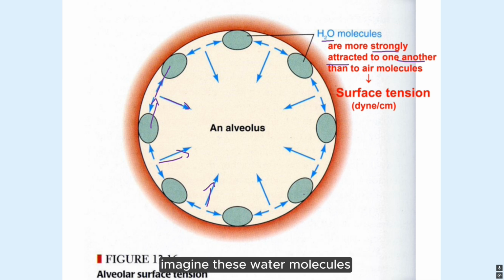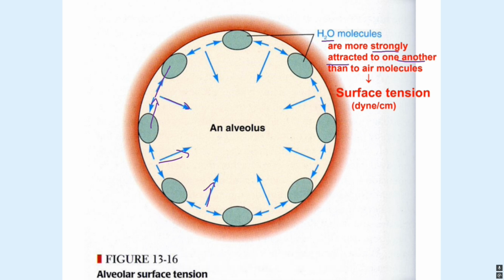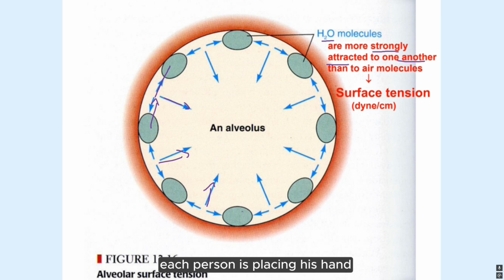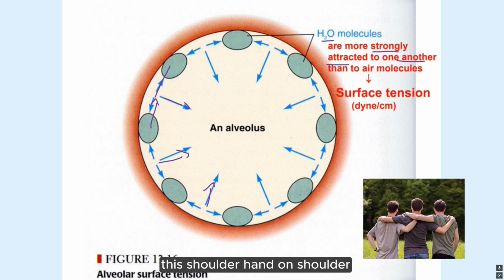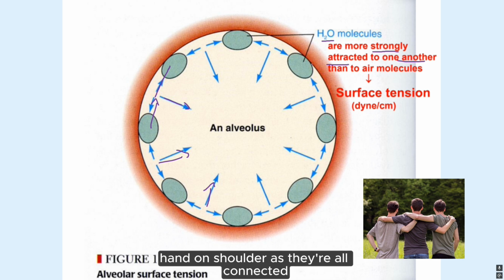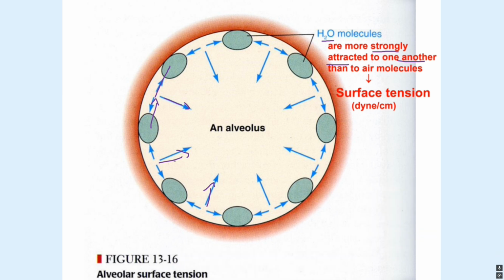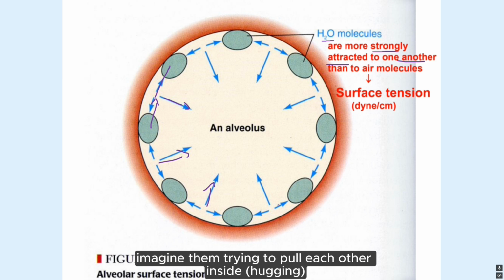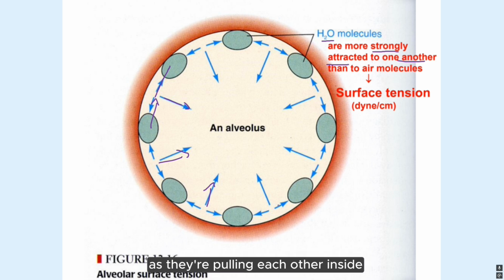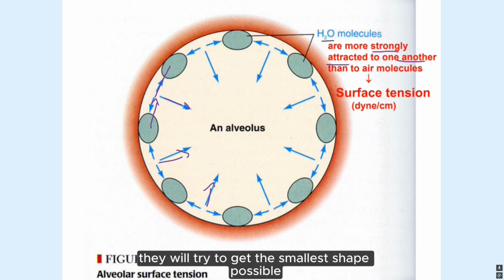Imagine these water molecules are like people, okay? They're together in a circle. Each person is placing a hand on the next person's shoulder. Hand on the shoulder, hand on shoulder, hand on shoulder. As they're all connected, imagine them trying to pull each other to the side. As they pull each other, they will try to get the smallest shape possible.